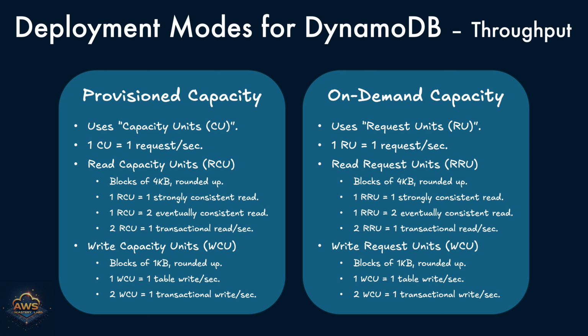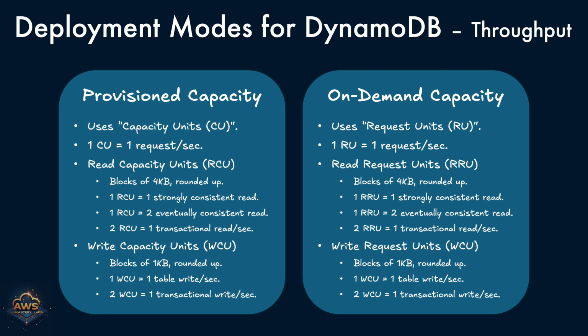starting with read request units, RRUs. Each RRU supports one strongly consistent read request per second for an item up to 4 kilobytes in size. For eventually consistent reads, which allow for slight delays in data propagation, each RRU can handle 2 requests per second, effectively doubling your read efficiency. And for transactional reads, which ensure ACID compliance, you'll need 2 RRUs to support a single read request per second.